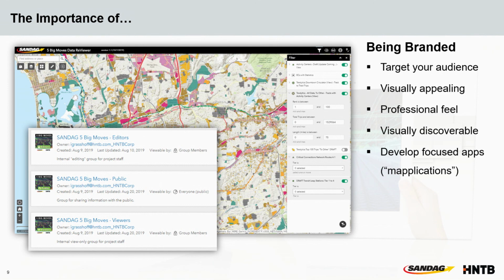And what we find here is, as between the branding and identifying of these focused applications or mapplications, you can really get a lot of support and ownership across your team because everybody wants their own mapplication. Everybody wants to own those pieces of content. And you can really rally your entire team around an initiative like this.